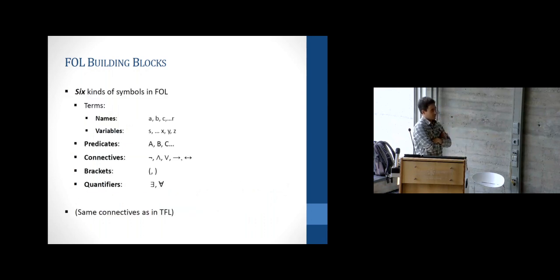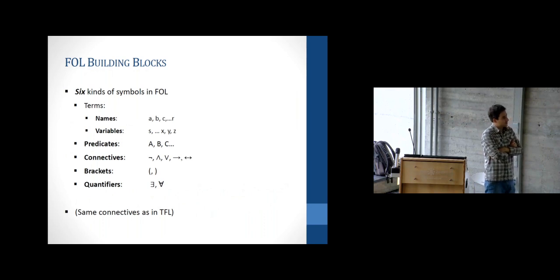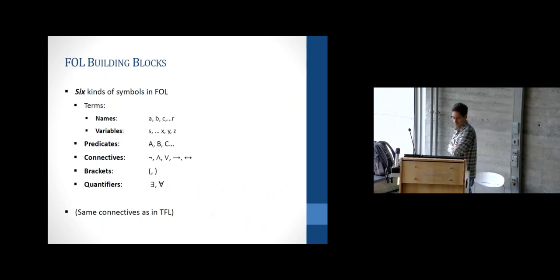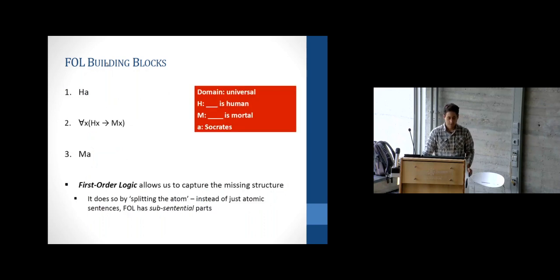A bunch of new symbols, a few familiar symbols we will see in first-order logic. So first we have terms that are either names or variables. Here we said Socrates is human. A was a name for Socrates, and H was for this property, being a human.